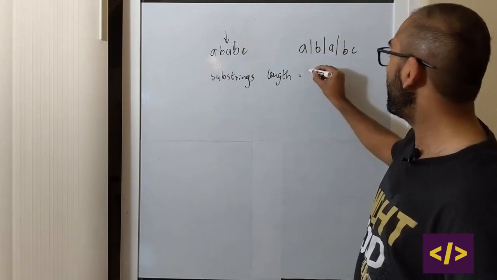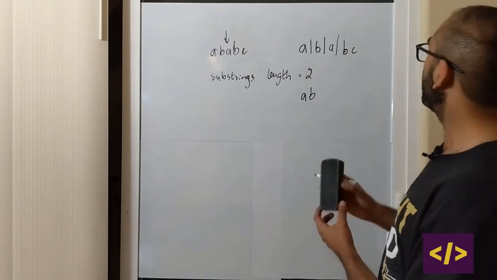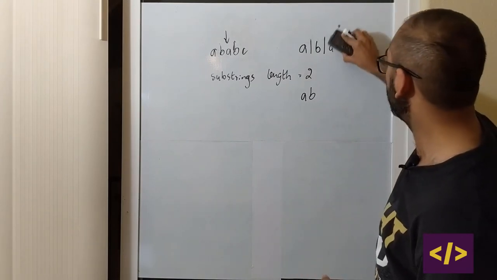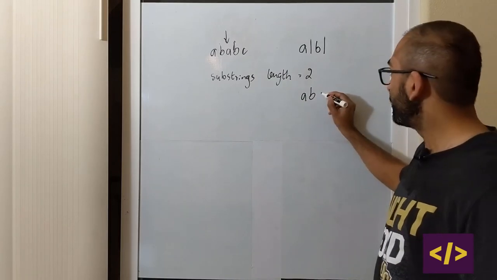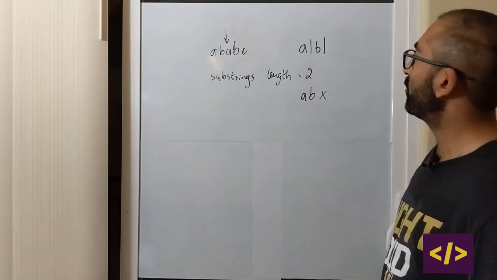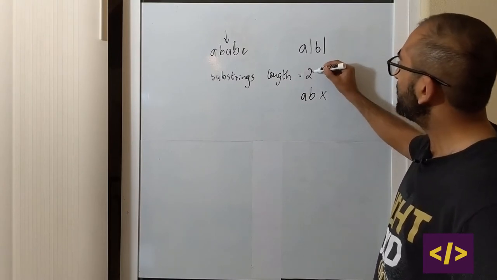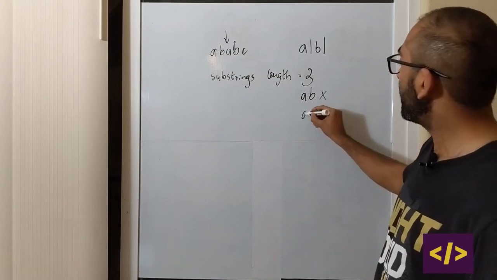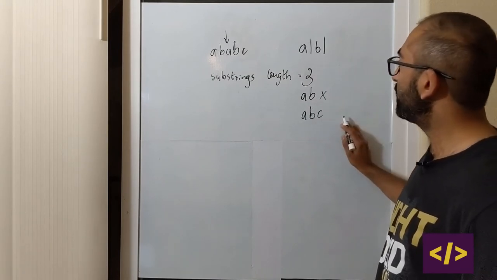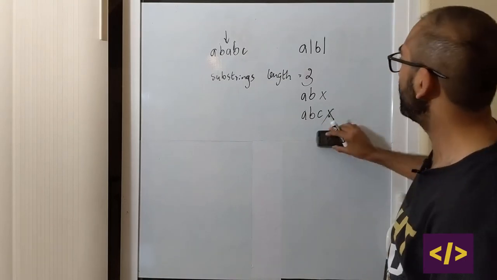We go back to A and then we check length of 2. Is AB a palindrome? So at this point you come back here and then you check, is AB a palindrome? No, it's not a palindrome, right? And then you go and check length of 3. So what would that give you? That would give you ABC. Is that a palindrome? No. So what do you do? You change your position.